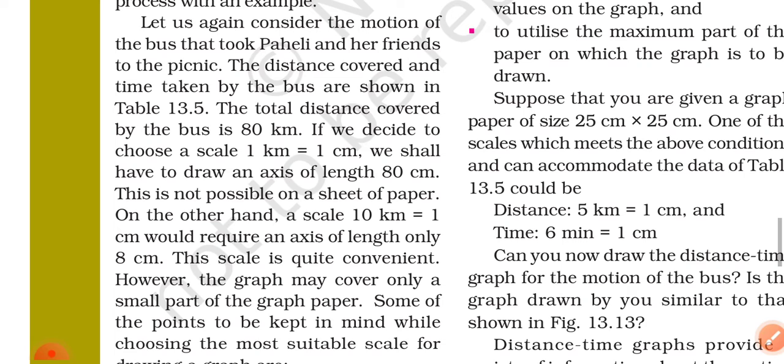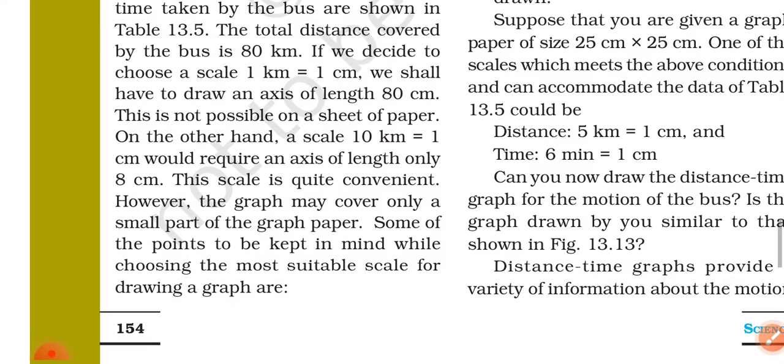If we decide to choose a scale of 1 km equal to 1 cm, we shall have to draw an axis of length 80 cm. This is not possible on a sheet of paper. On the other hand, a scale of 10 km equal to 1 cm would require an axis of length only 8 cm. This scale is quite convenient. However, the graph may cover only a small part of the graph paper.